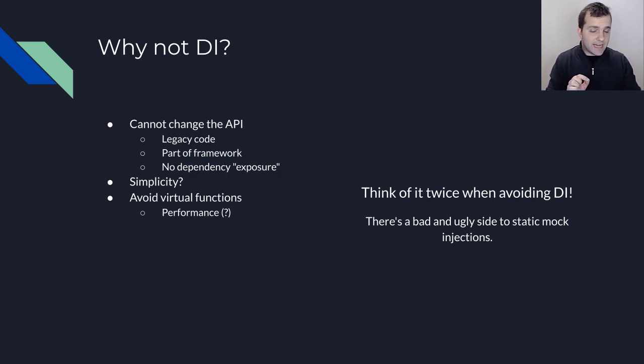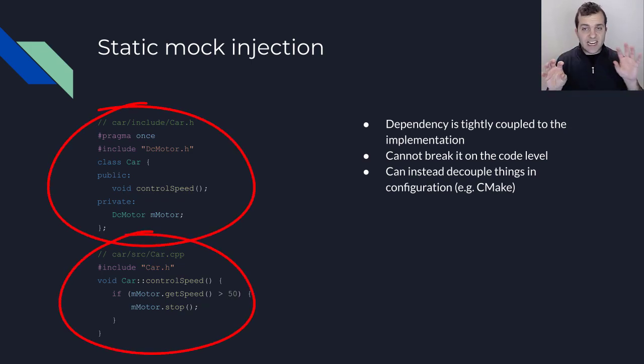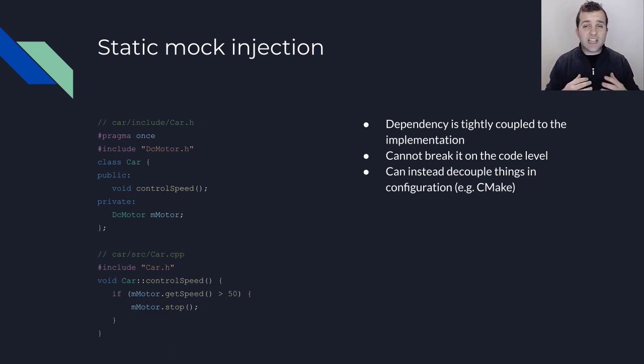There's a bad and ugly side to the dependency injection alternative that will be demonstrated next, so please do think twice before steering away from DI. Let's go back to the original example. The code we previously saw is now split into a header and an implementation file. This is done mainly for clarity when it comes to the CMake configuration we're going to show. It does not actually make any difference.